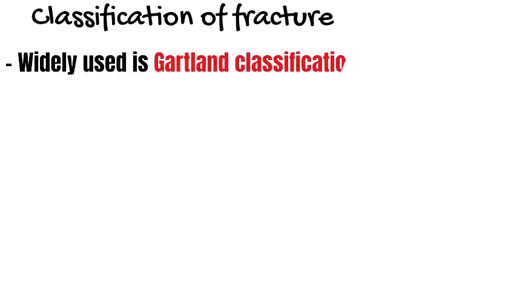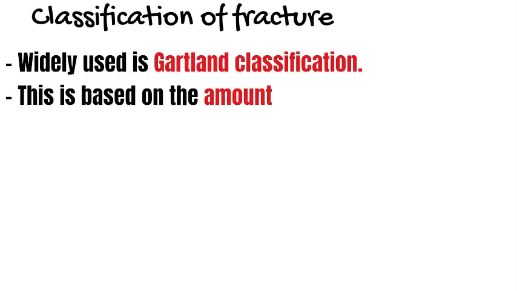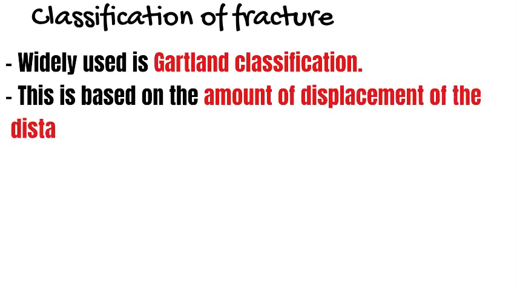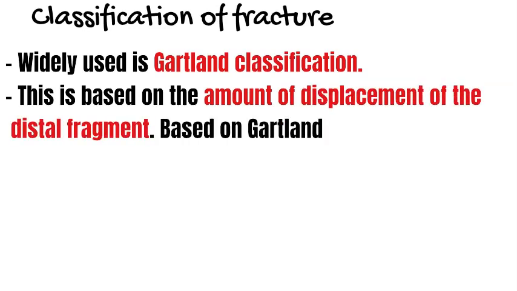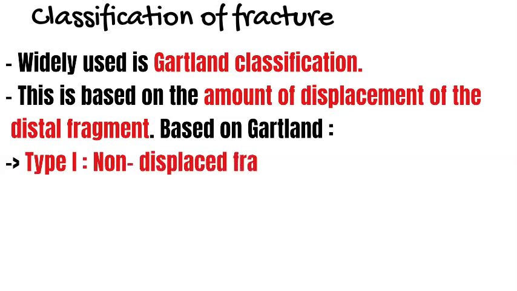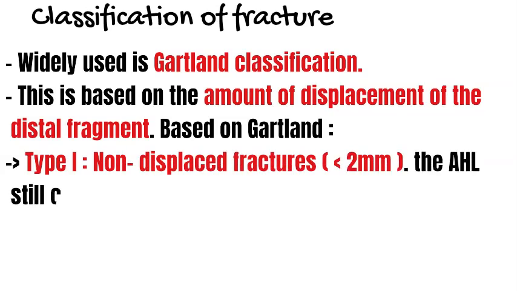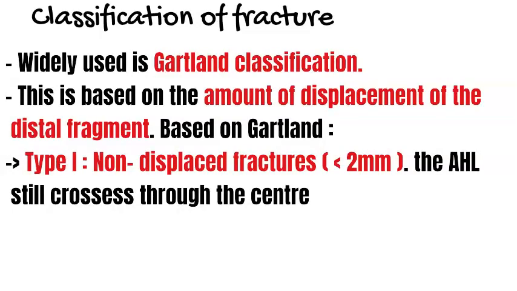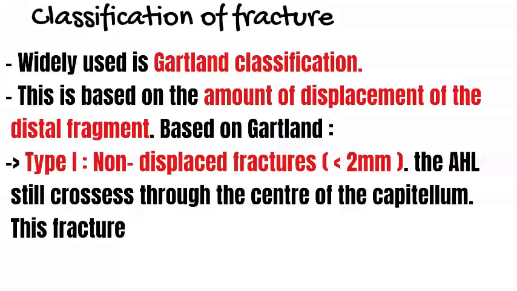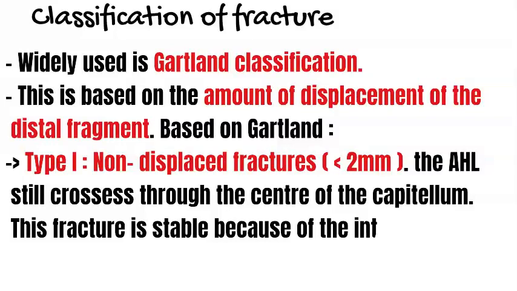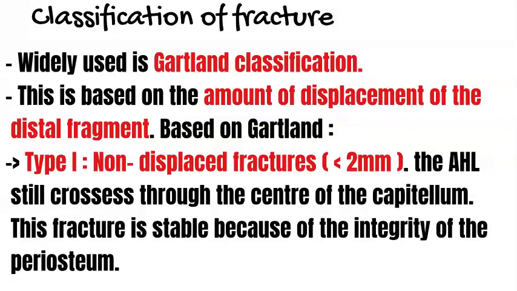Regarding classification of fracture, widely used is the Gartland classification. This is based on the amount of displacement of the distal fragment. Based on Gartland, type 1, non-displaced fracture, less than 2 mm, the anterior humeral line still crosses through the center of the capitulum. This fracture is stable because of the integrity of the periosteum.